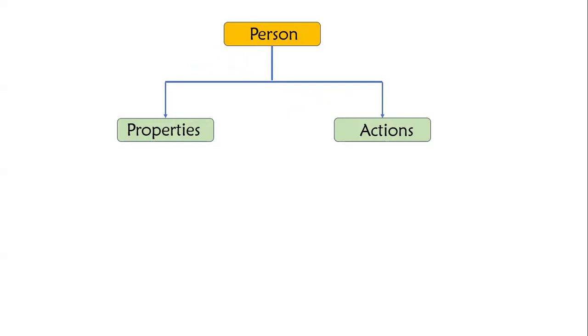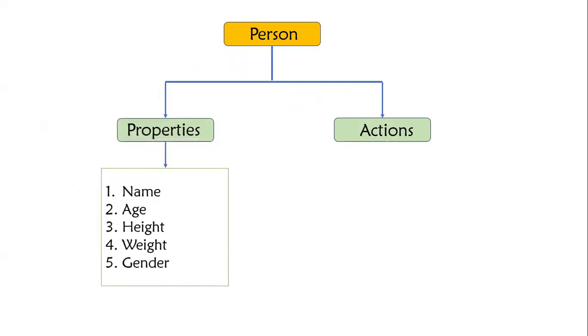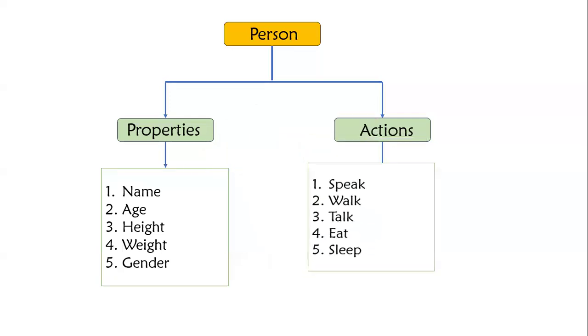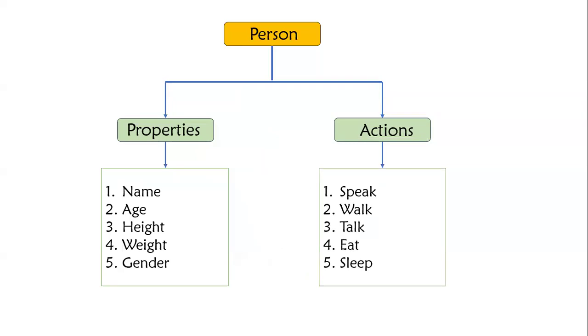If you want to identify a person, we should identify his properties first, right? And what are the actions performed by him? Like walk, talk. Those are the actions. What are the properties? Maybe color, his height, weight. The name, age, height, weight, gender come under properties. And what are the actions? Speak, walk, talk, eat, sleep, right?